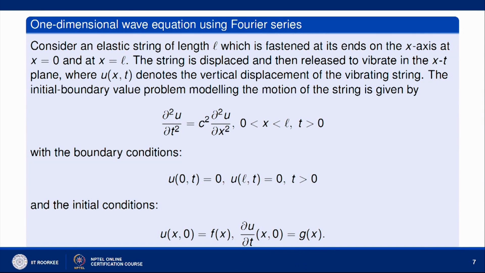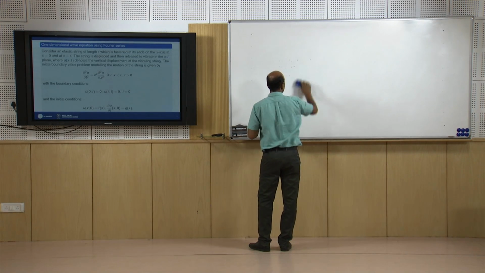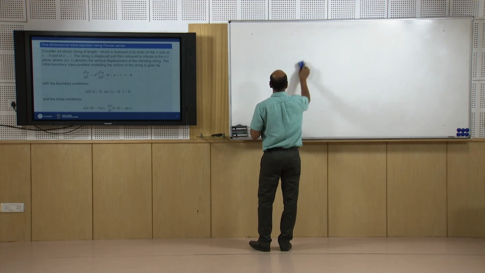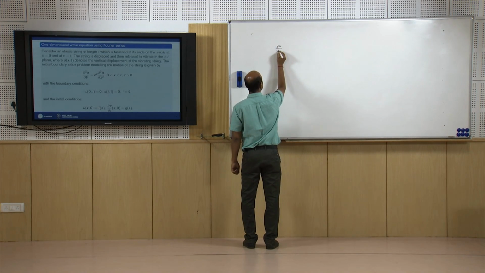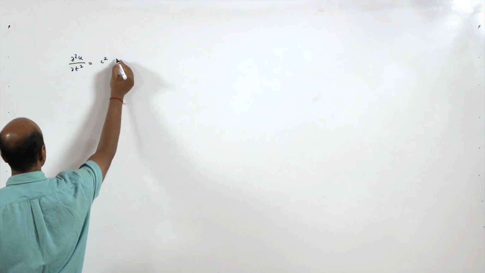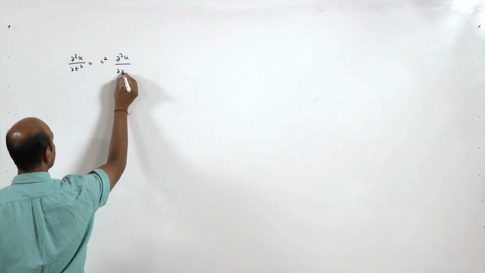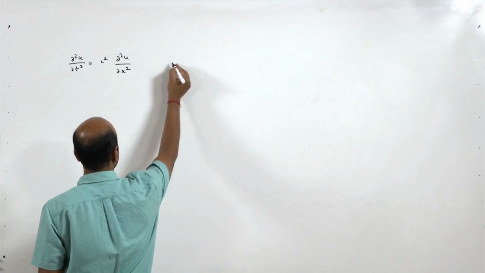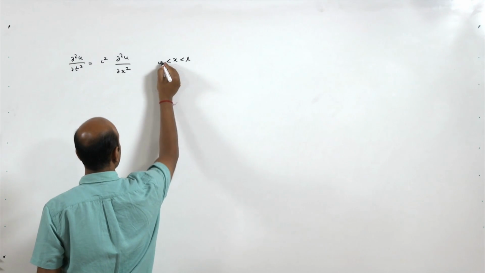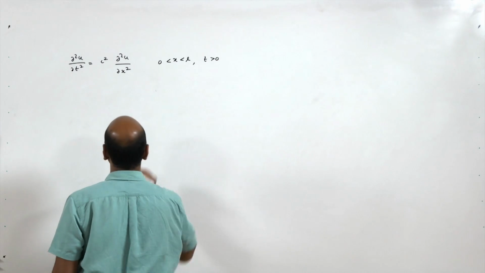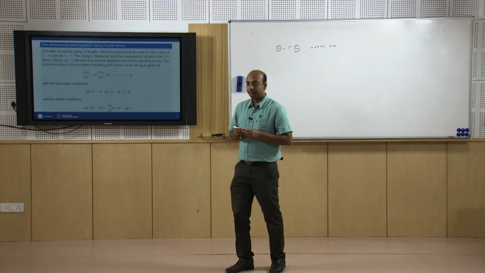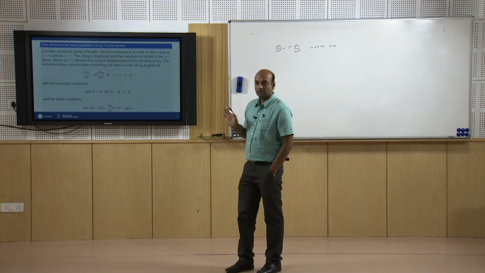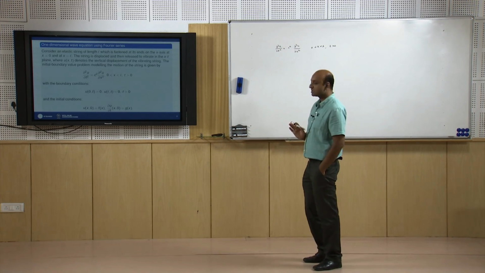So, u x t is nothing but the vertical displacement of the string. The differential equation governing this is del square u by del t square equal to c square del square u by del x square, where x varies from 0 to L and t is greater than 0. These are the boundary conditions and initial conditions given to us. Now, we want to solve this partial differential equation, which is the one dimensional wave equation.